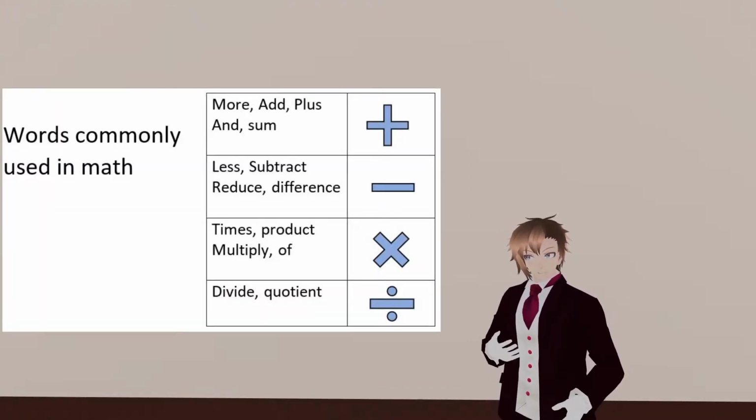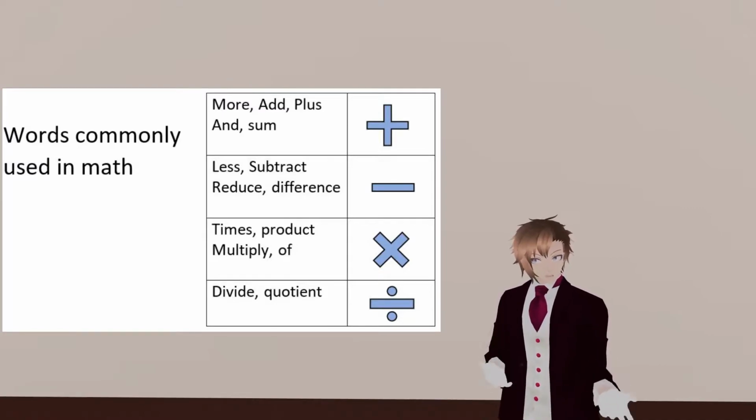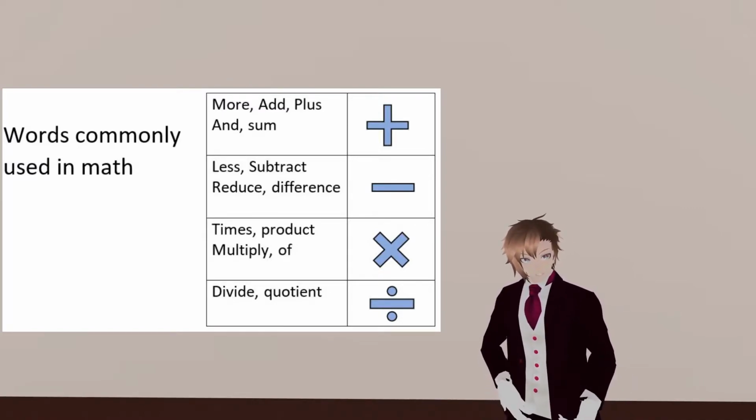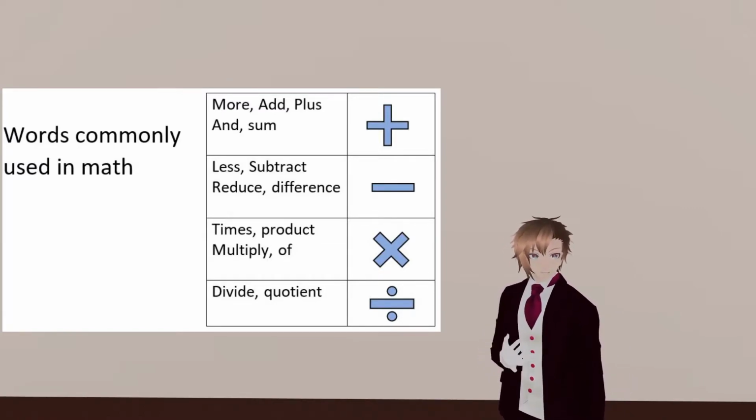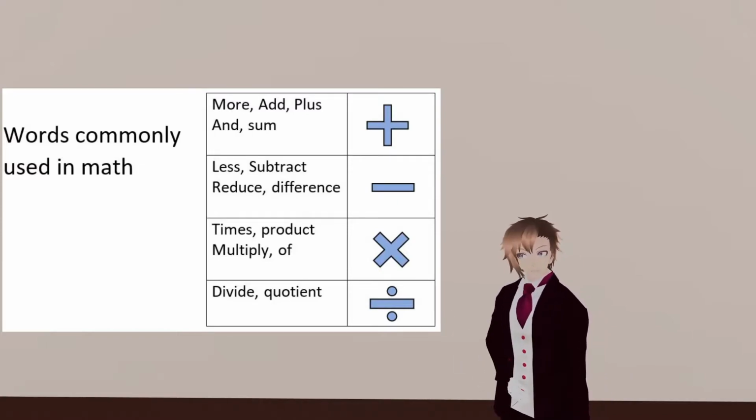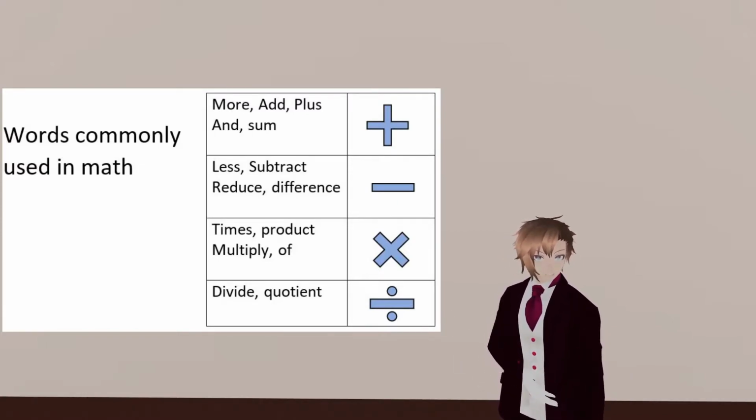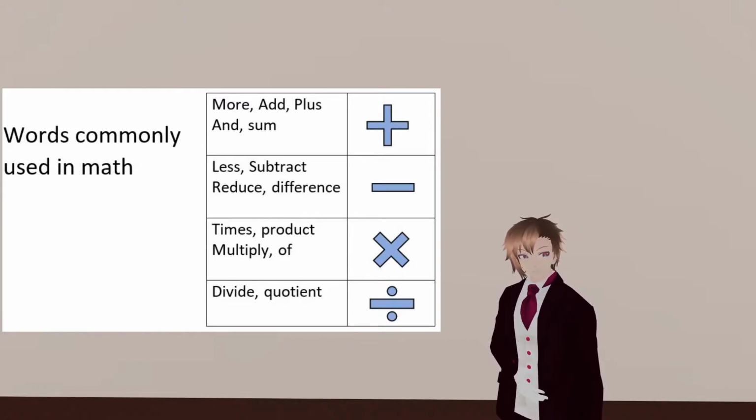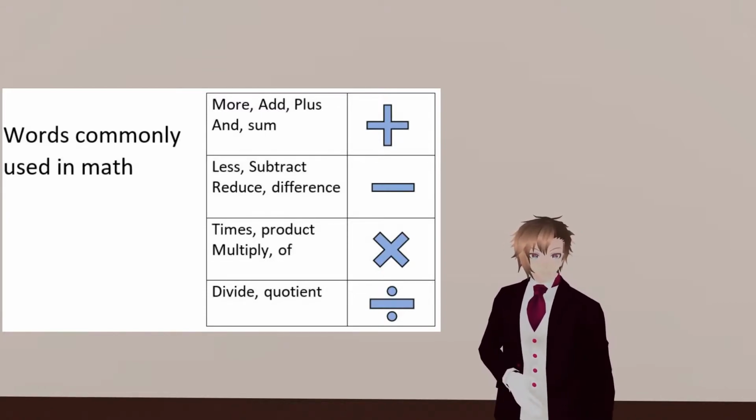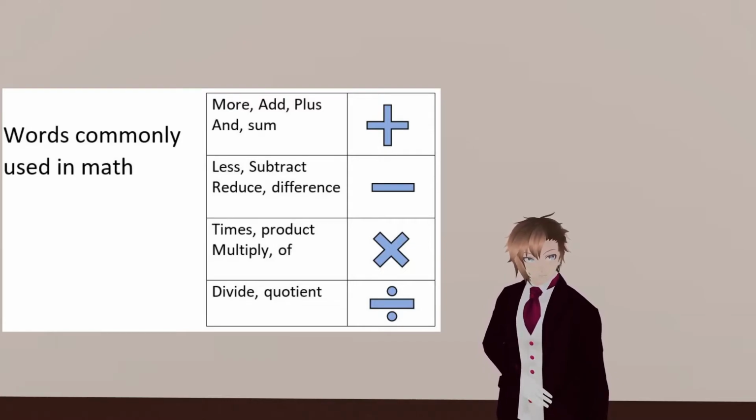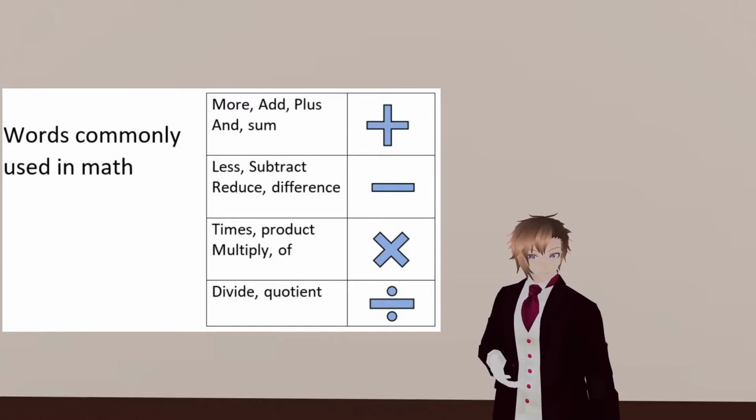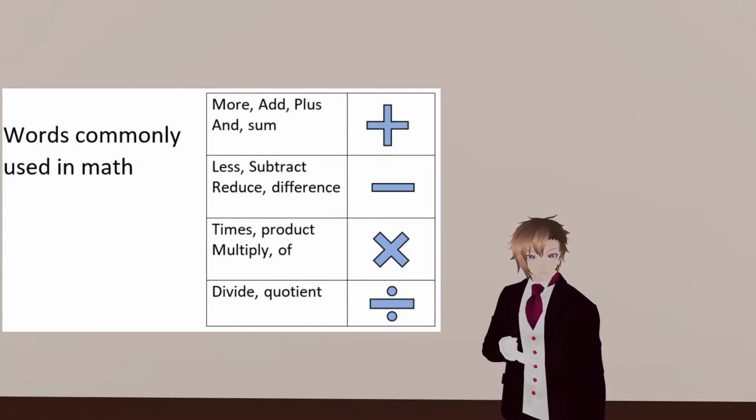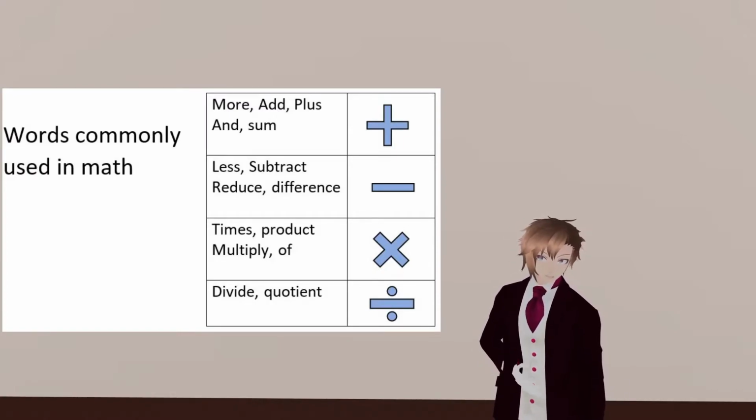In maths, we have plus, take away, times, and divide as our basic operations. These operations have many different ways that they can be described. We have plus. Plus can be described using the word and, using the word more, and also sum. Take away can be expressed using difference, or less than, or take away, or subtraction.